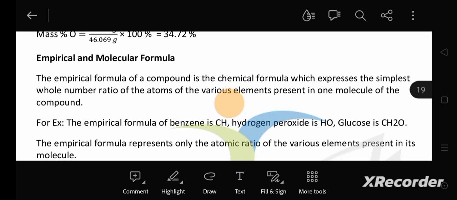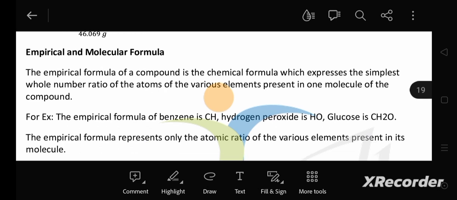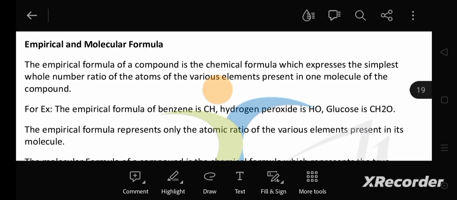Now after calculating the percentage, we are able to solve the molecular formula and the empirical formula. In my previous lecture I already told you what is empirical formula and the molecular formula. Now the empirical formula of a compound is the chemical formula. एम्पेरिकल फॉर्मूला क्या है बच्चे? एक केमिकल फॉर्मूला ही है, but they express the simplest whole number ratio of atoms of various elements present in one molecule of a compound.